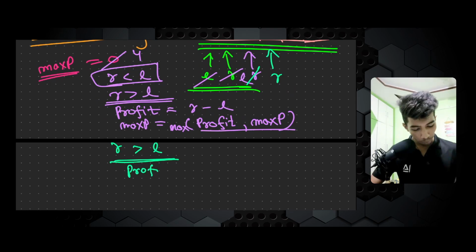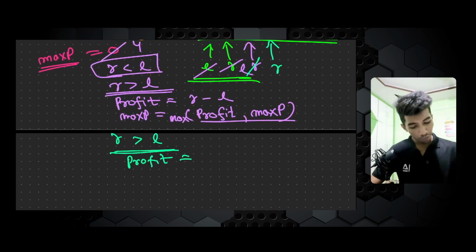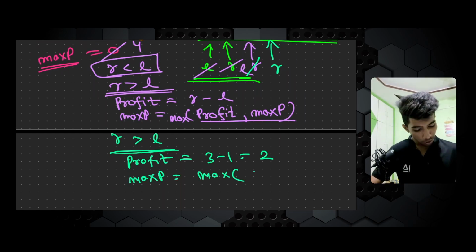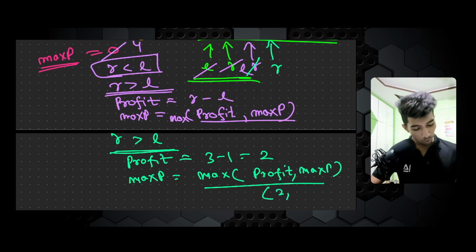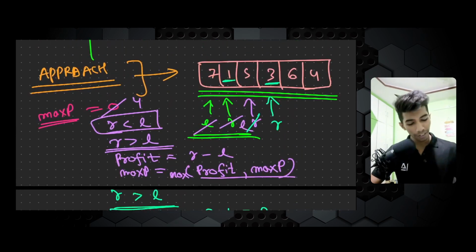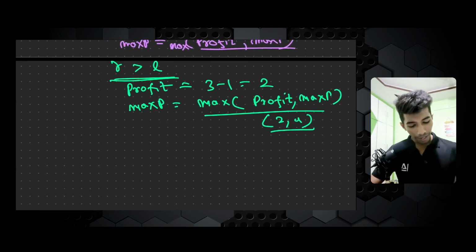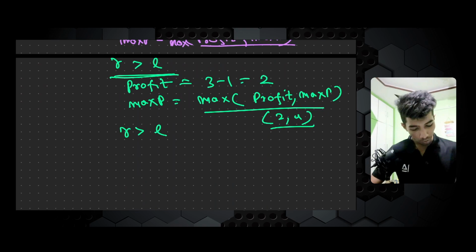Again I will calculate the profit. So at this time my profit will be 3 minus 1, which will be equal to 2. And when I put it in my max profit, I am comparing 2 and 4 basically. So 4 is greater, so my max profit will remain as it is. Again I will push the R forward at 6.